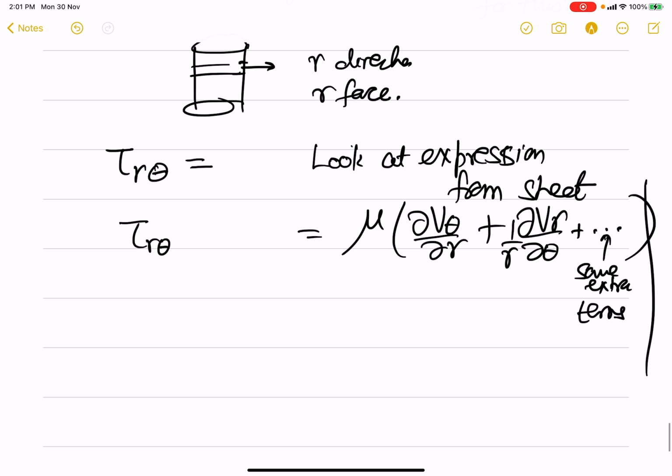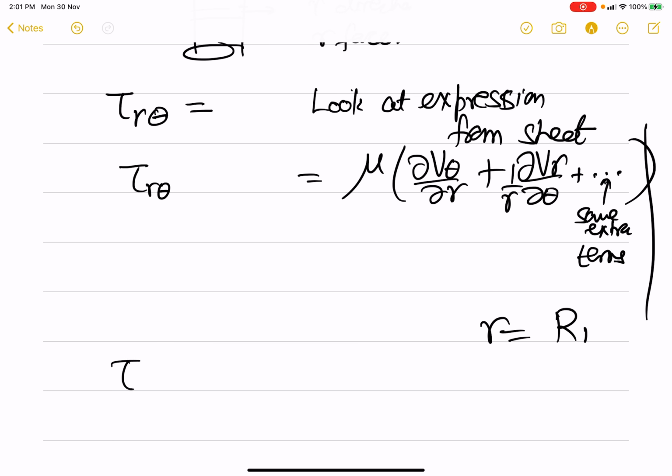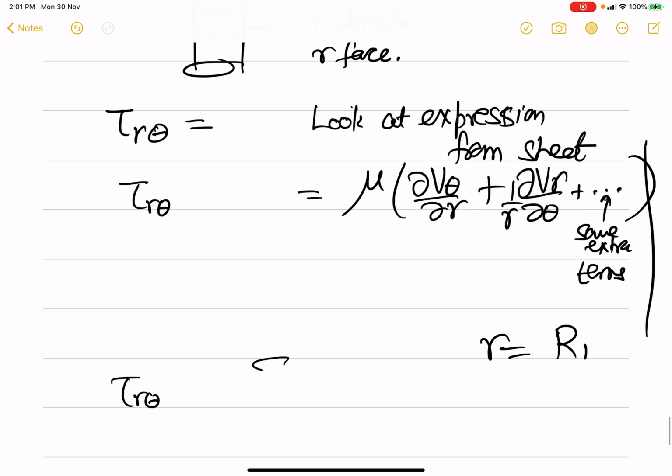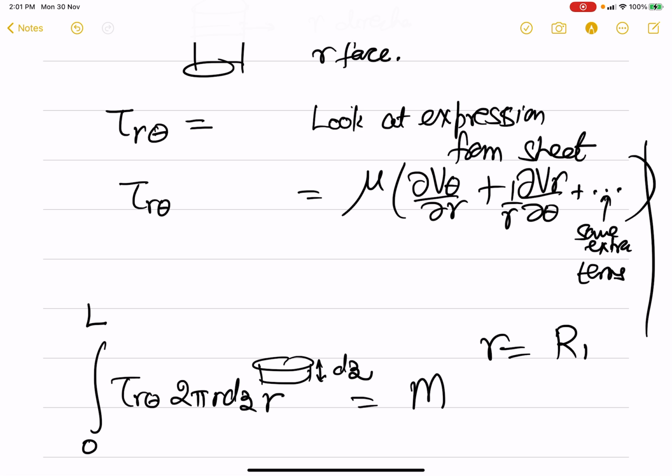So you work this out, plug everything in at r equal to r1, and then tau r theta. Then if I look at a ring type of element of height dz, the area of this will be 2 pi r dz, multiplied by r, and we integrate this with z going from 0 to L. This will give us the total moment.